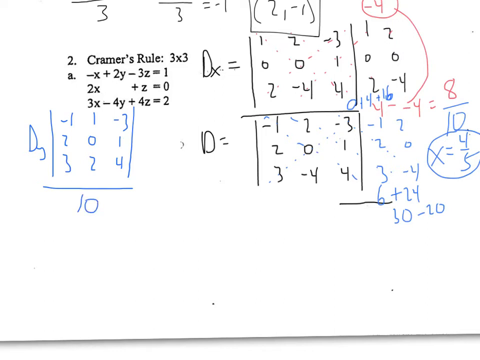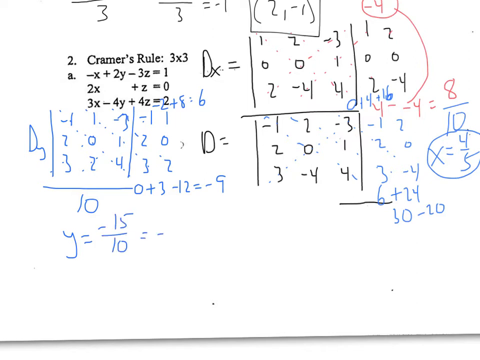And again, I'll do diagonals. -1, 2, 3, 1, 0, 2. So I get 0 plus 3 and then minus 12. So that's -9. The other direction, I get 0 minus 2 plus 8, so 6. So negative 9 minus 6 is negative 15. So I have negative 15 on top. So y equals negative 15 over 10, so negative 3/2. That's the y value.